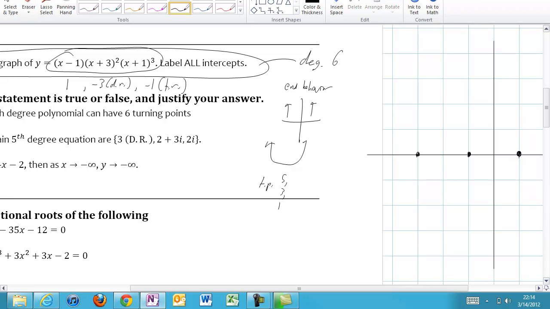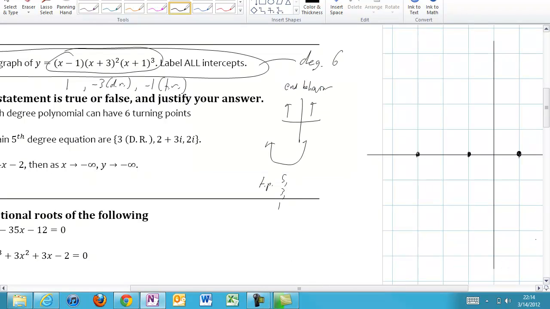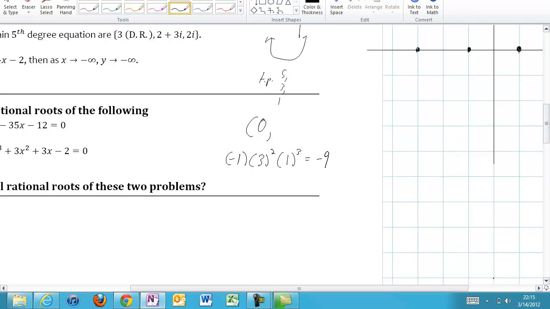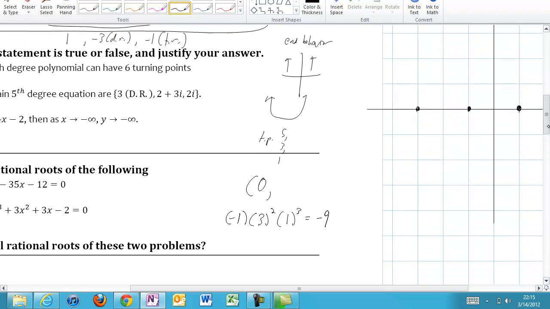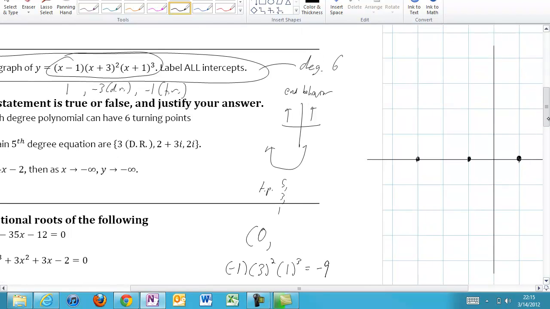Something else I can check out would be looking at my y-intercept. Y-intercepts occur whenever you plug 0 in for x. So if I plug 0 in for x, I get -1 times 3 squared times 1 cubed. Well, that would be -9. So my y-intercept is actually down at -9. That's pretty far down, but I suppose I can reach all the way down there. Okay, here we are at -9, but let's work our way back up. And -9 doesn't necessarily have to have any special meaning behind it in terms of our turning points.